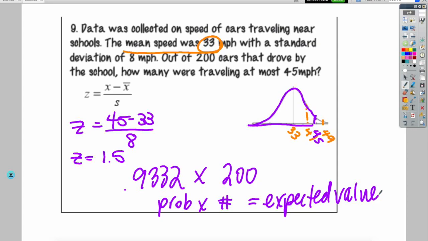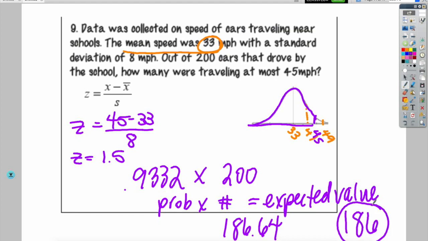How many cars? Was it a decimal? Okay. Give me the decimal. 186.64. Okay. So can we make up for the 0.36 of a car? Okay, so in this case it's going to be 186 because we can't make up for that.